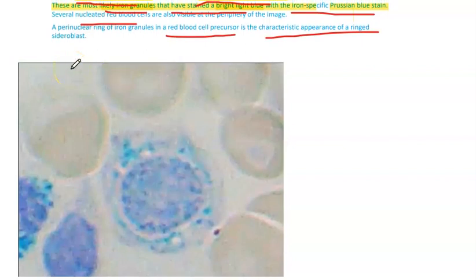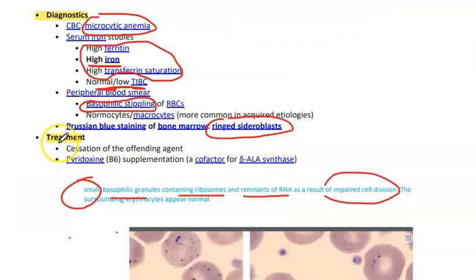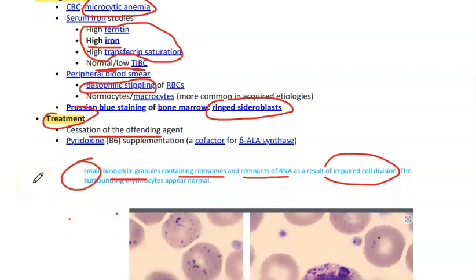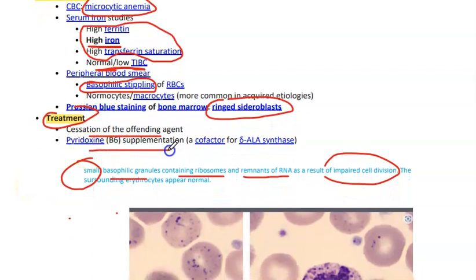So these are the two findings, basophilic stippling and ring sideroblast, seen in sideroblastic anemia. And now, what's the treatment of sideroblastic anemia? Cessation of the offending agent, the causative agent, should be stopped, and pyridoxine B6 supplementation is given, because it's a cofactor for delta aminolevulinic acid synthase. So that's all about sideroblastic anemia.